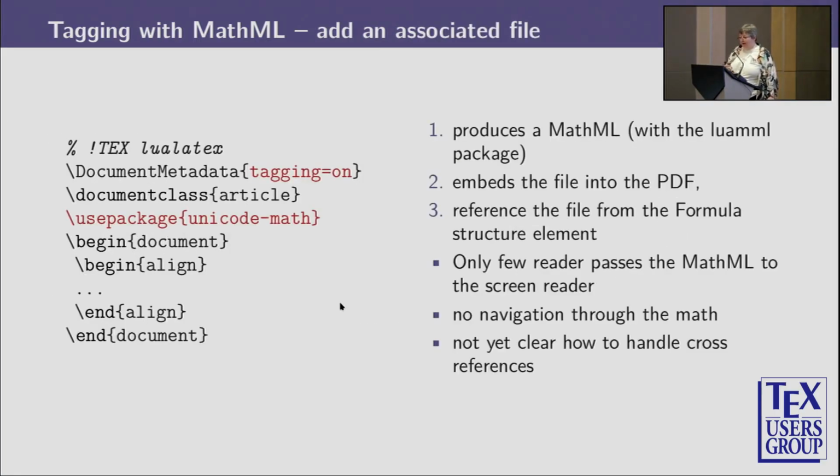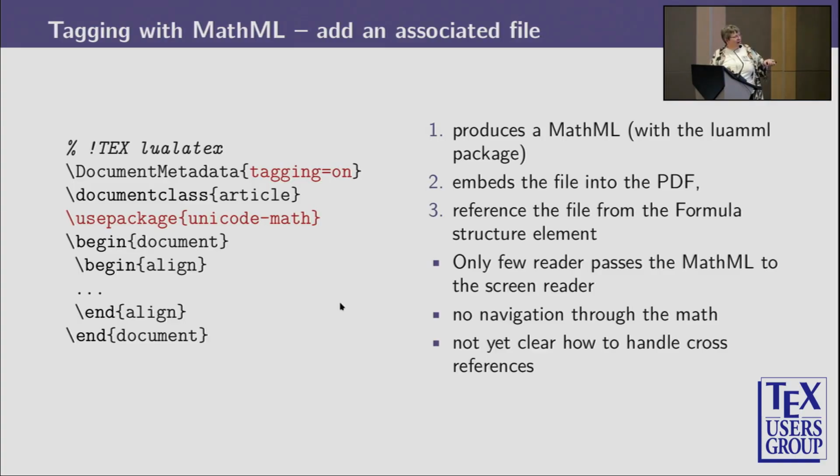If you want to tag math with an associated file, an associated file means you create a MathML version of the equation and you embed this into the PDF, and then you attach it to the structure element. As I said, Foxit can handle this type of MathML. To do this, you use document metadata tagging equal on. You should at best use Unicode Math, because math tagging works best with Unicode Math. You should at best use LuaLaTeX, because math tagging works best with LuaLaTeX.